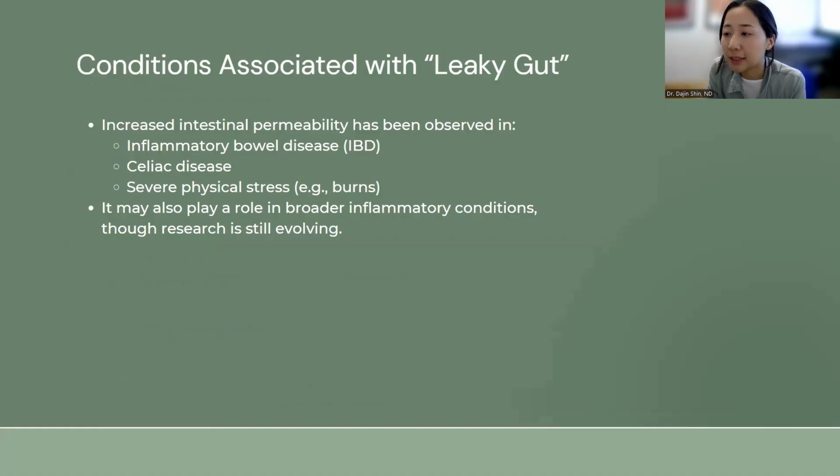Increased intestinal permeability has been observed in certain conditions like IBD and celiac disease, as well as in situations of severe physical stress. There's also growing research suggesting it may play a role in broader inflammatory conditions, although this area is still evolving. So we think of it more as a contributing factor rather than a direct cause.